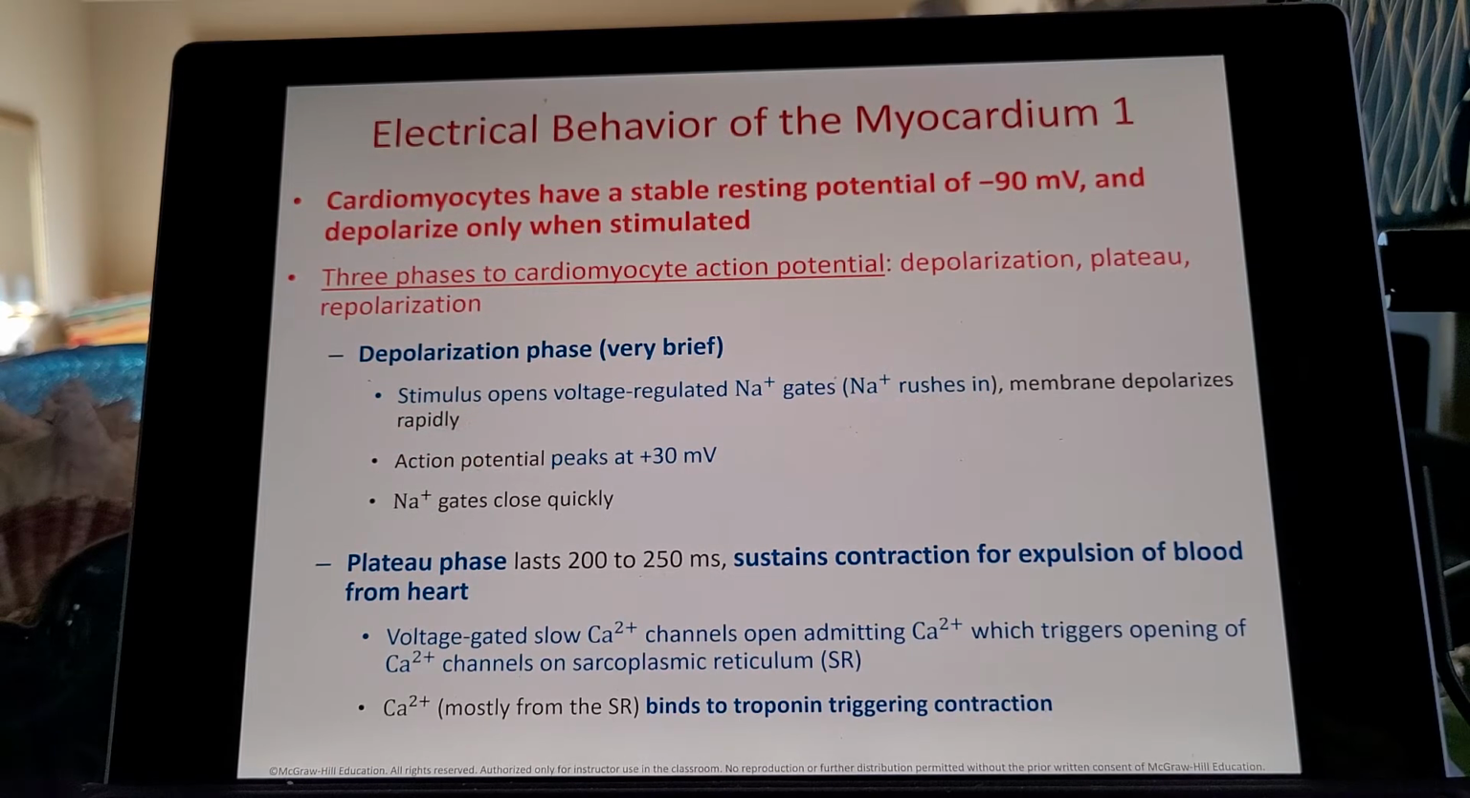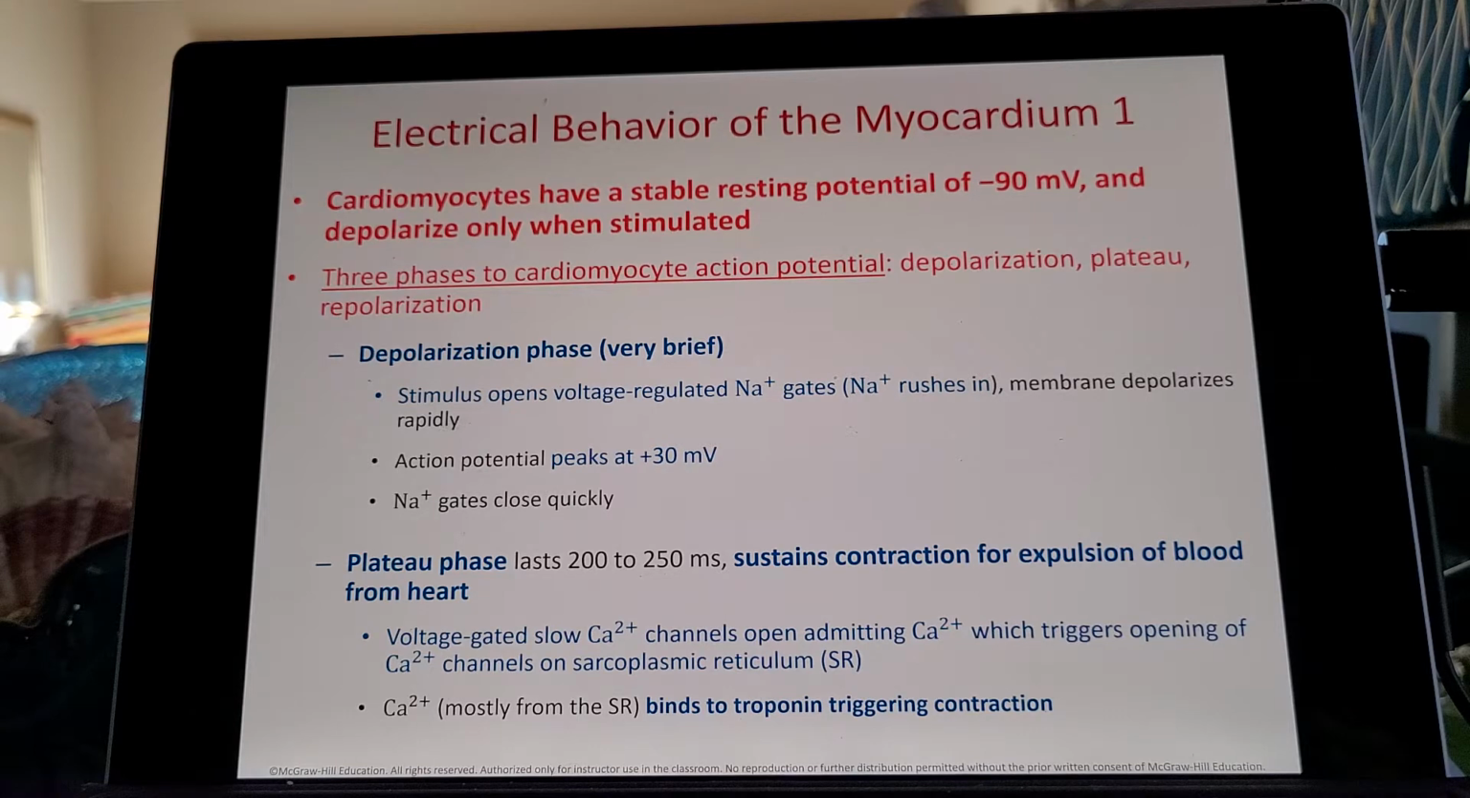Okay, so let's focus on our cardiomyocytes. This is the action potential that I do want you to learn. Cardiomyocytes have a stable resting membrane potential of about negative 90 millivolts, so they have to actually be stimulated, unlike your pacemaker cardiomyocytes in the SA node. We have 3 different phases of a cardiomyocyte action potential: depolarization, plateau, then repolarization. So we have 3 different sections to learn.